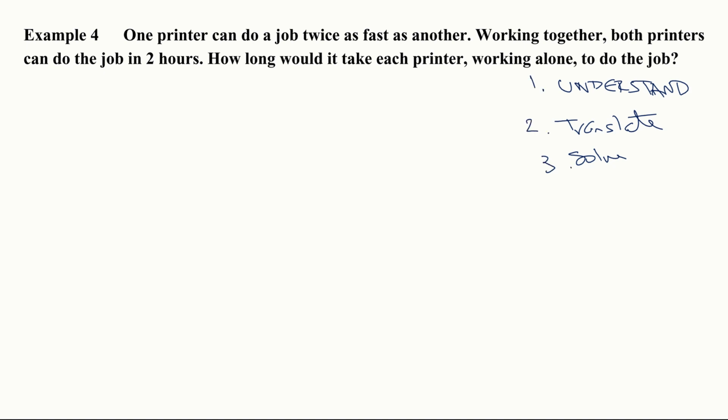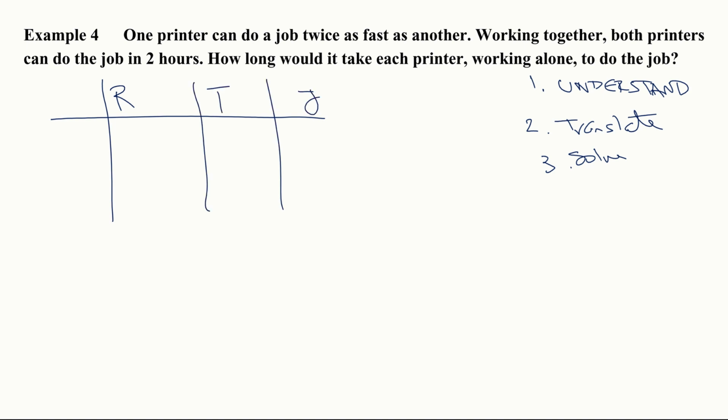So in order to understand it, I'm going to go ahead and utilize a table. I know the formula I need to use. Remember from the previous screen, rate times time equals jobs. So that's how I'm going to create my table. My headings are going to be rate, time, and jobs.